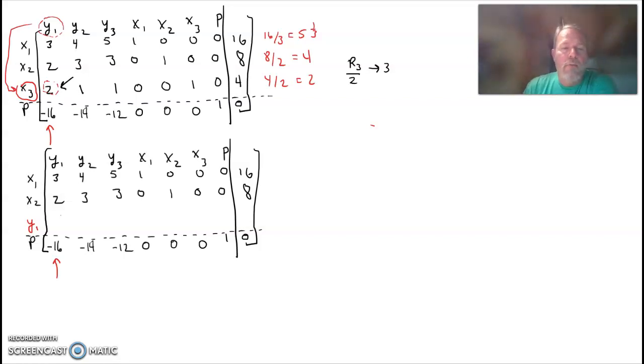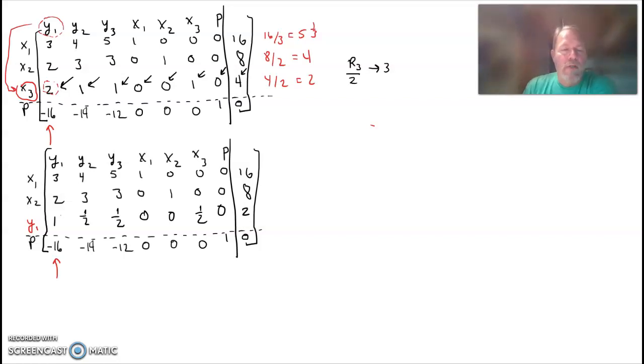And I'm getting ready to divide each number in row 3 by 2. So here 2 divided by 2 is 1. 1 divided by 2 is 1/2. 1 divided by 2 is 1/2. 0 divided by 2 is 0. 0 divided by 2 is 0. 1 divided by 2 is 1/2. And 0 divided by 2 is 0. And then 4 divided by 2 is 2.